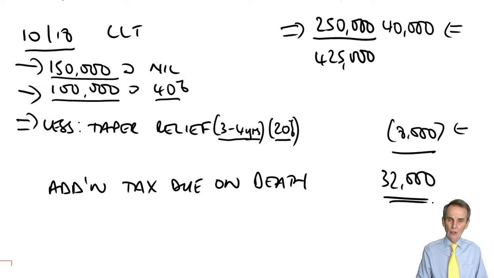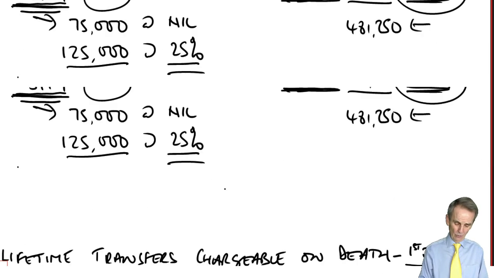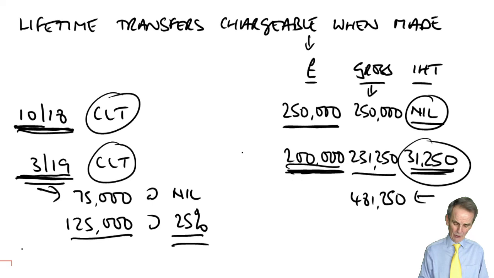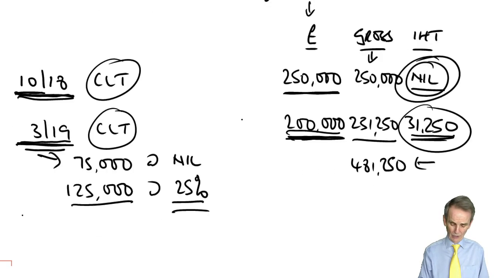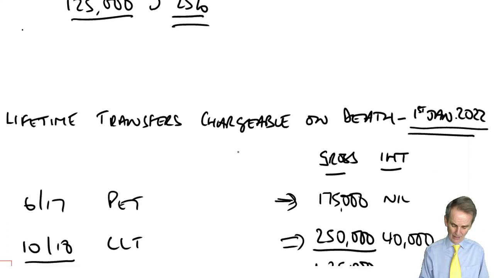Now you'll notice there that I've gone straight to that figure as the additional tax due on death. Presumptuous of me, but still correct here. What we know is that there are two deductions that are possible. The first of which is always taper relief, but then any lifetime tax that had been paid in relation to the CLT. Well, if we recall, going back to the lifetime transfers chargeable when made, that figure was nil. There was no lifetime tax paid in relation to it.